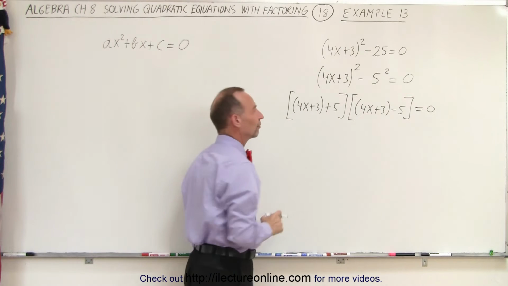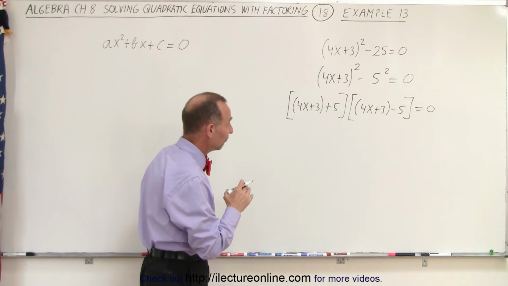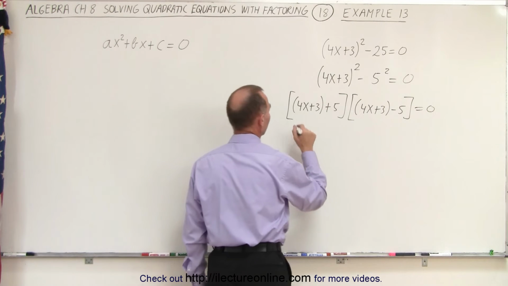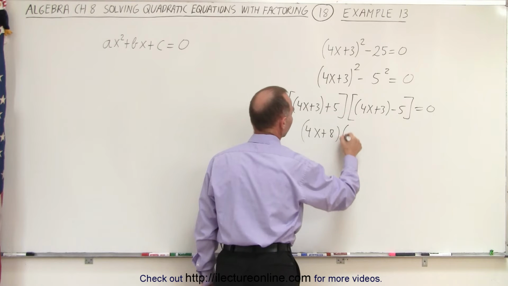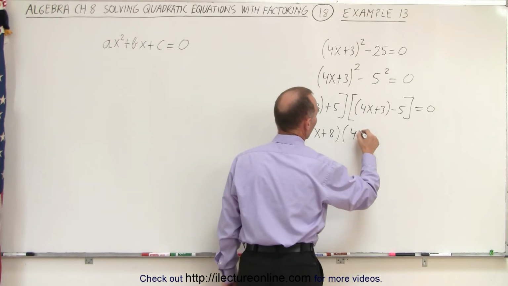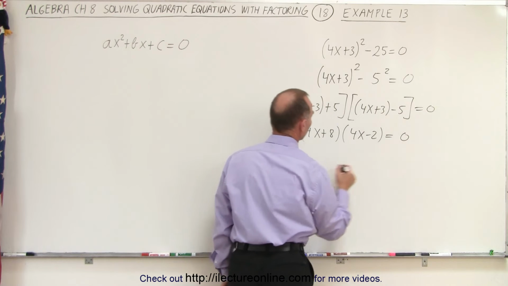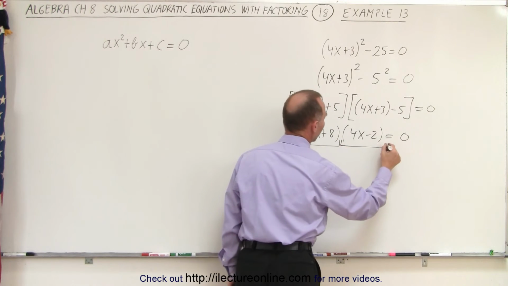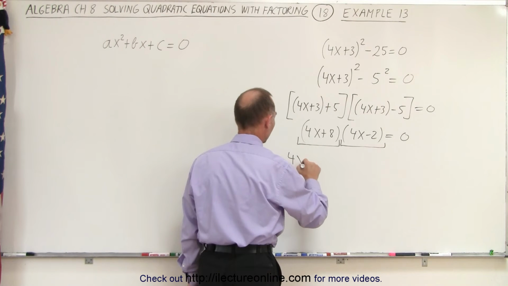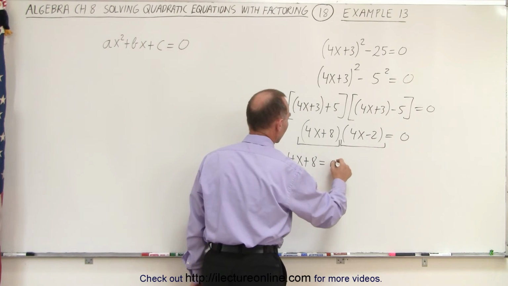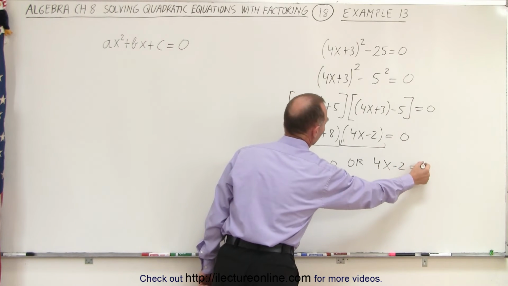And of course, then all we have to do is collect common terms and then find the solution. So here this can be written as 4x plus 8 multiplied times 4x minus 2. And of course that's equal to 0. Now we have two binomials multiplied together that gives us 0, which means that either 4x plus 8 equals 0 or 4x minus 2 equals 0.